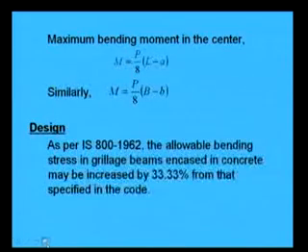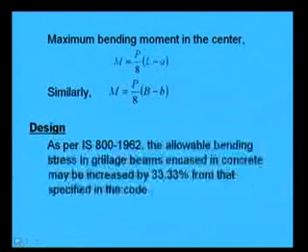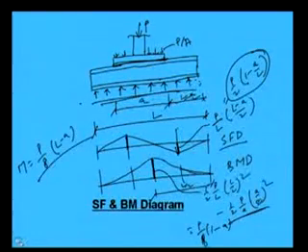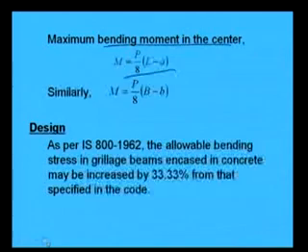Another thing is the maximum bending moment. Maximum bending moment in the center will become P by 8 into L minus A. That also I have shown here how it comes. So, maximum bending moment on the upper tier we can find out as P by 8 into L minus A. Similarly, in the other direction, P by 8 into B minus b for the lower tier. So, these are the forces we have.